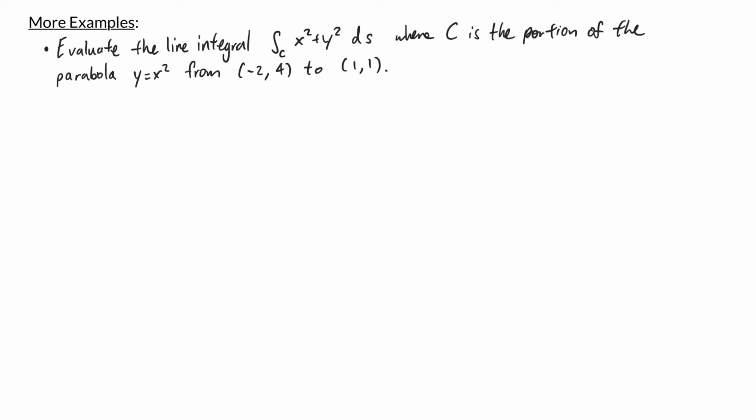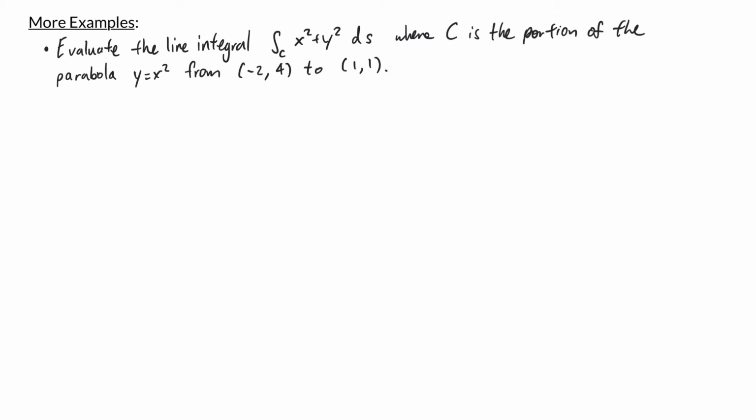In this next example, we want to evaluate the line integral of x squared plus y squared over some curve C, where C is the portion of the parabola y equals x squared from (-2, 4) to (1, 1). Again, our first step is to come up with a parameterization for our curve.